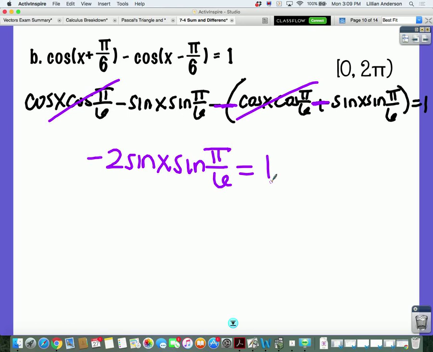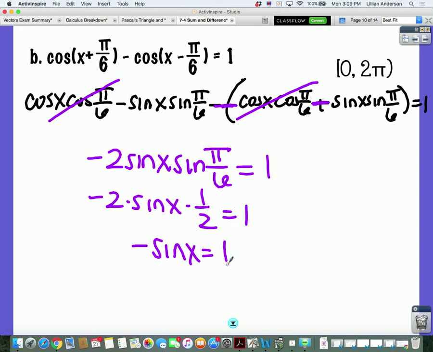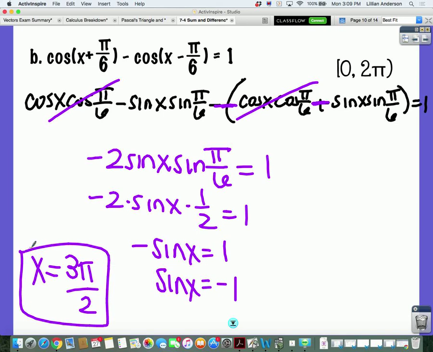Okay? What is the sine of pi over 6? What's negative 2 times the 1/2? A negative 1. So this is just negative sine x equals 1. So sine x equals a negative 1. And x is going to be what value? 3 pi over 2. That's how these solving problems go.